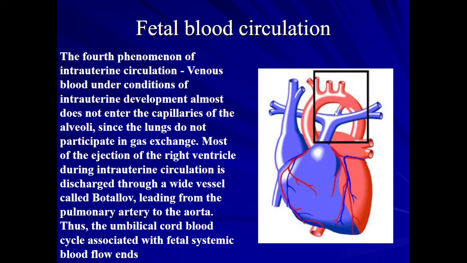You can see it between the pulmonary arteries and the aorta, leading from the pulmonary arteries to the aorta. There the umbilical cord blood cycle associated with fetal systolic blood flow ends.